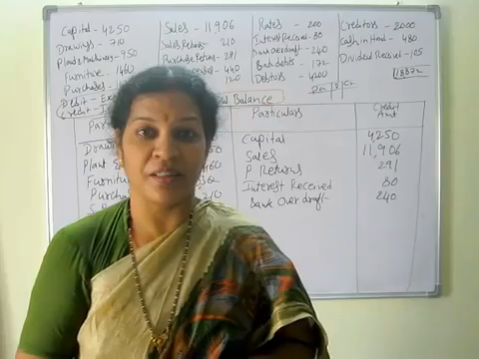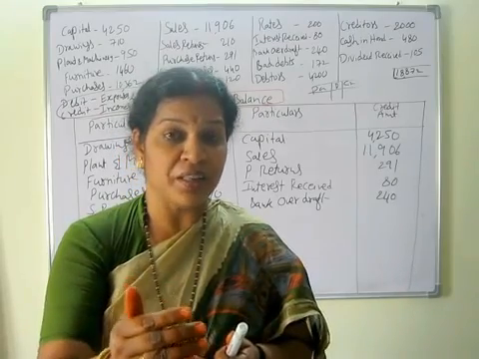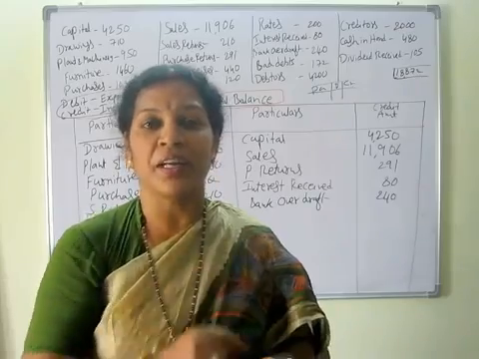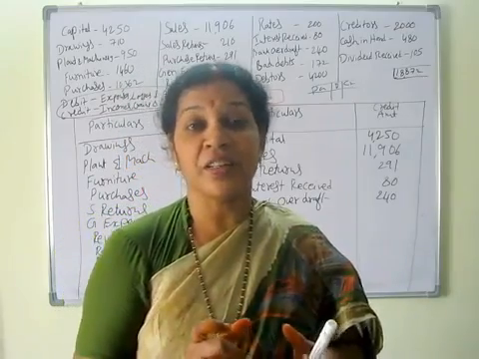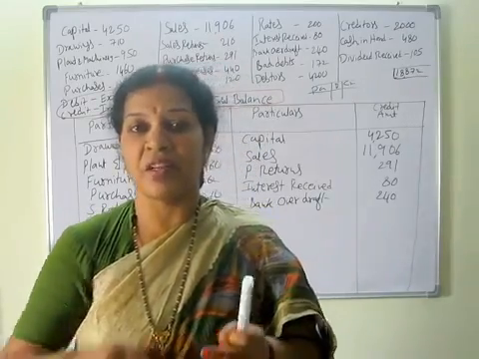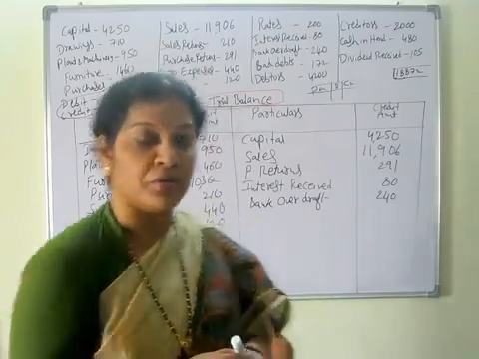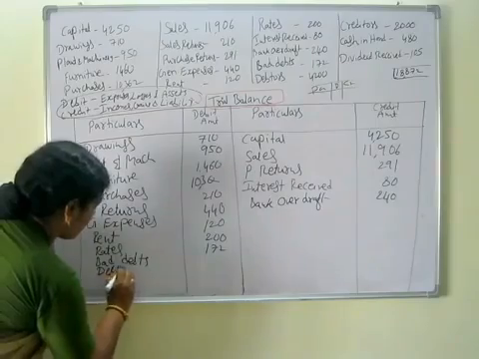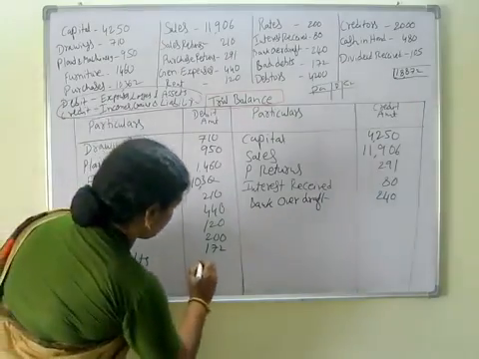Next, debtors. Debtors means whenever you are selling goods on credit basis, to whom you are selling, they are debtors. It means in future we are going to get the amount. So that's the reason we call it an asset. Debtors are always assets. All the assets go on the debit side. So I'll write debtors on the debit side, 4,200.